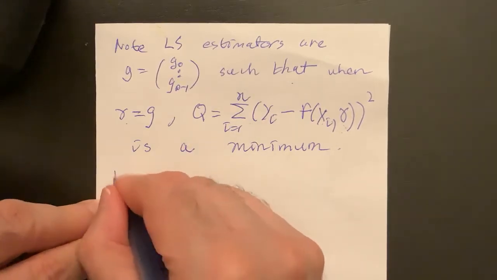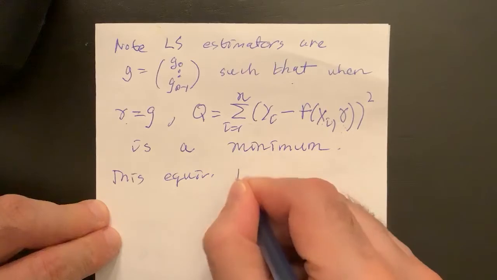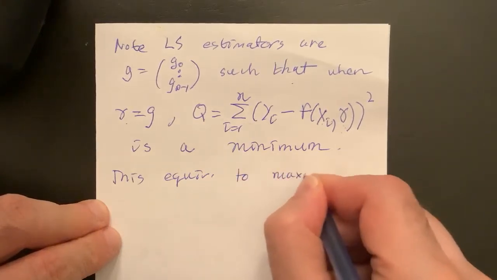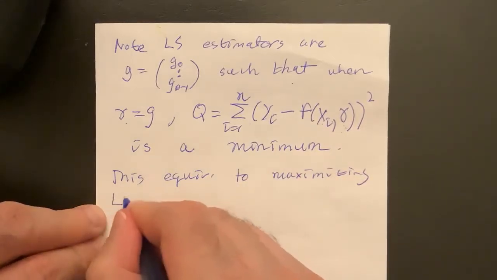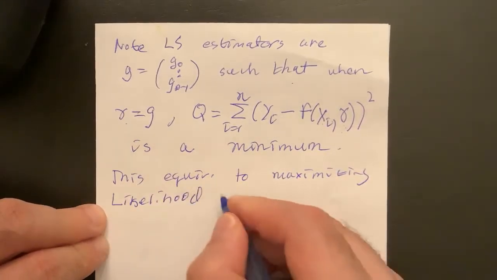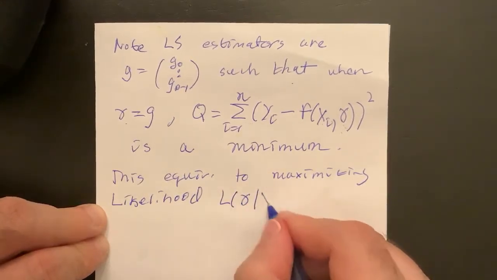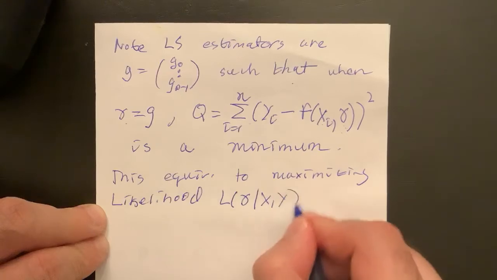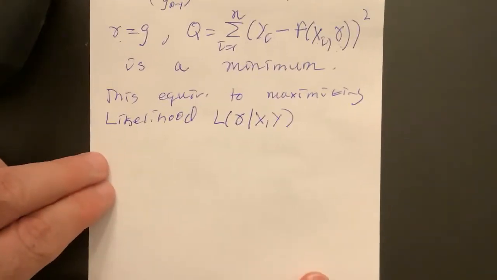Note this is equivalent to maximizing the likelihood L of gamma given X and Y, given the data. What gamma gives you the highest likelihood for your N observations?